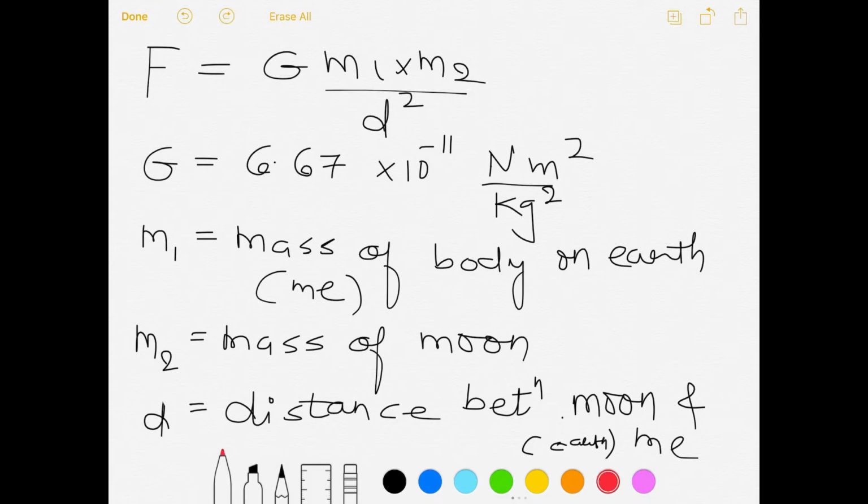Now for this, a few values I have to Google. Say for example, the mass of the moon I have to see, and the distance between the moon and the earth, because I don't remember.